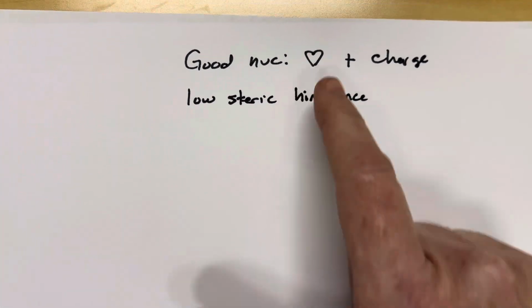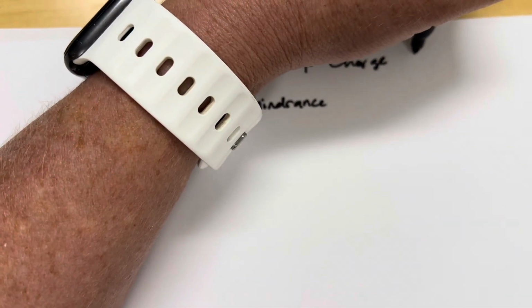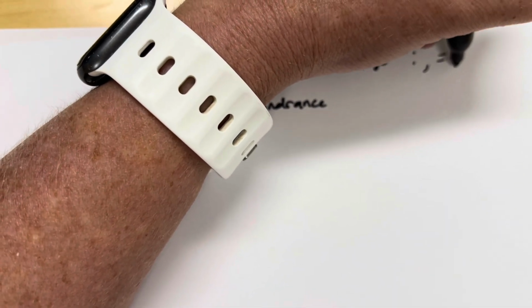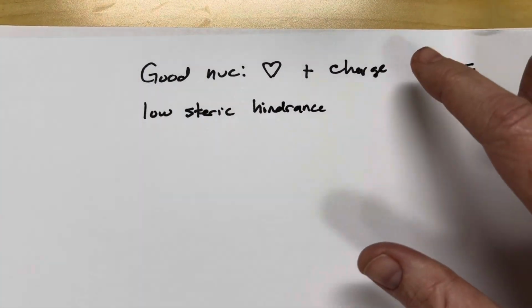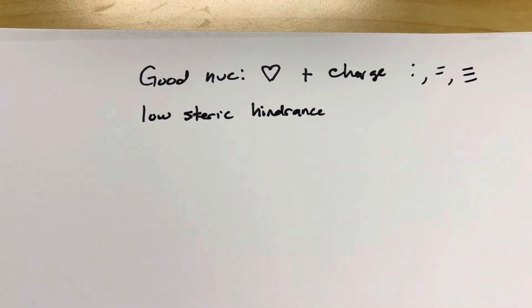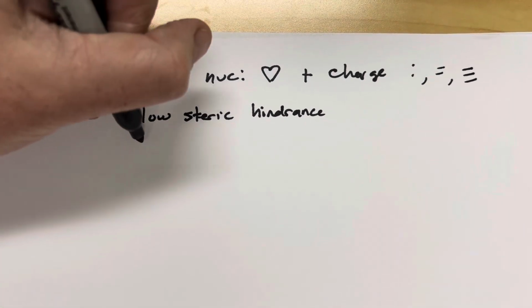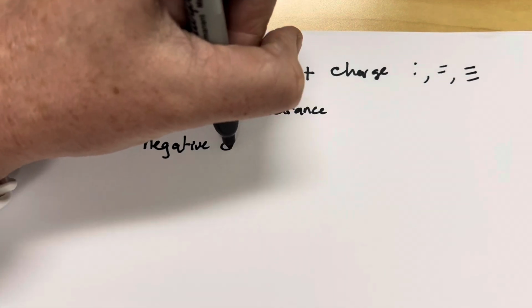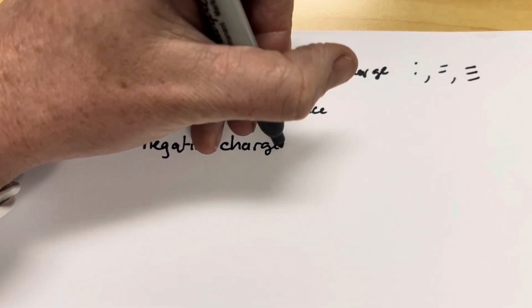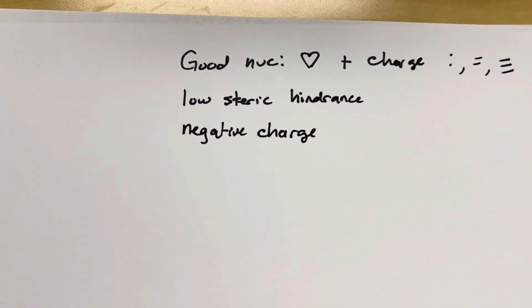In order for them to love a positive charge, I probably should have added up here, they're going to have a lone pair, a double bond, or a triple bond. So they've got to have some kind of pi bond that they can offer, or they have to have a lone pair. They love to have negative charges. So if you have a good nucleophile, it's going to have a negative charge. If it's a strong nucleophile, it has a negative charge generally.